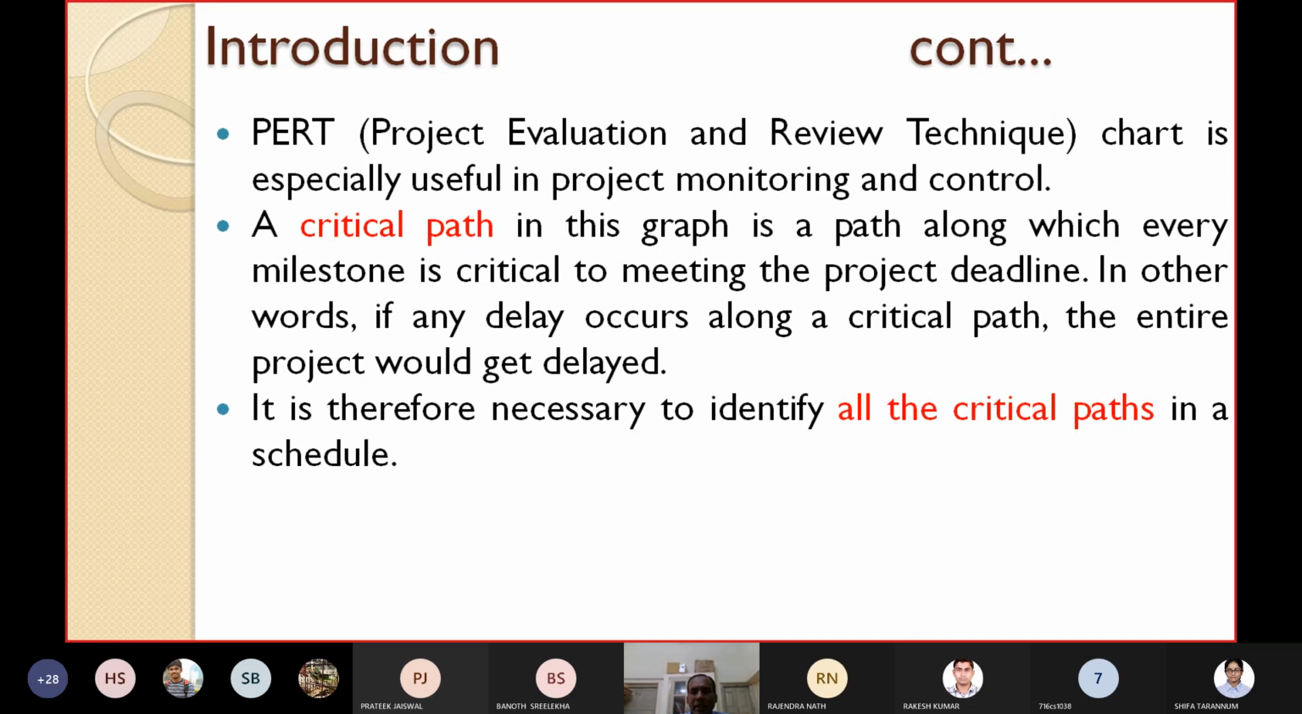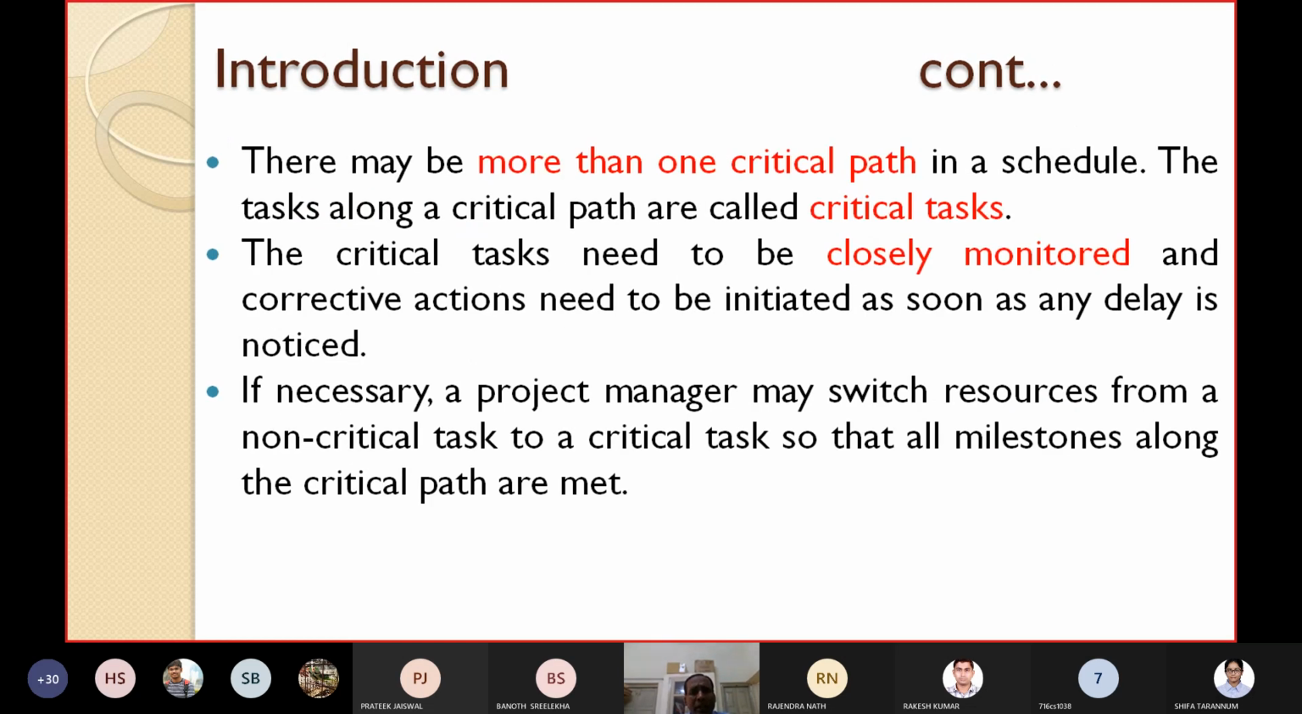That's why it is very important to identify all the critical paths present in an activity network or in a schedule. I have also told you that there may be more than one critical path in a schedule. That is also possible, and the activities lying on the critical path are called critical tasks or critical activities. That we have already known. So now what is the objective? The project manager must ensure that there is no delay in the critical tasks, because any delay in the critical tasks will lead to the delay in the whole project.